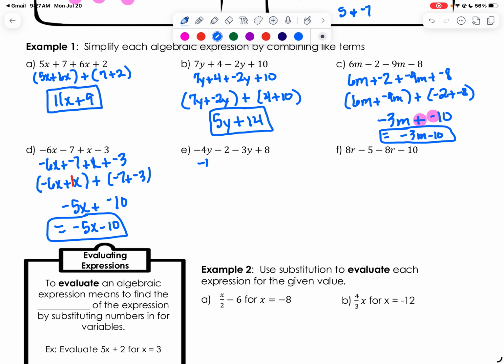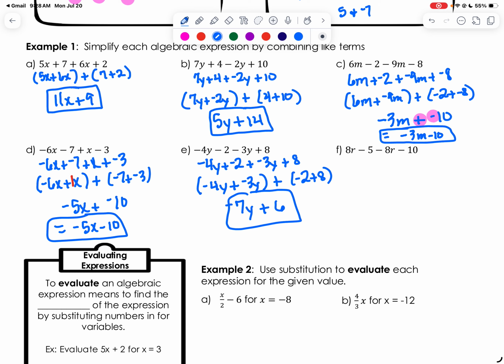In E, I rewrote this as negative 4y plus negative 2 plus negative 3y plus 8. Then I combined negative 4y plus negative 3y in my first parenthesis, and I combined negative 2 plus 8 in my second parenthesis. So that gave me negative 7y. Negative 2 plus 8 is positive 6.